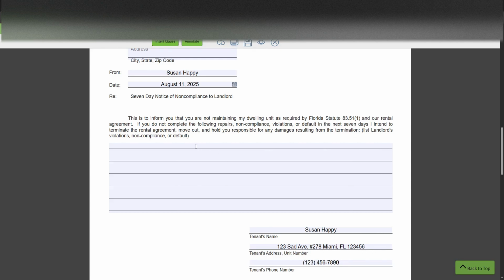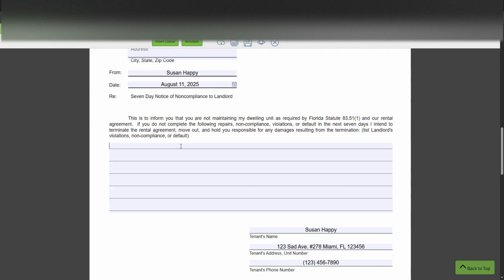Some of the reasons why a tenant would be terminating their lease could be some major repairs that the landlord is just refusing or not complying to repair. Some major things might be maybe the landlord's required to maintain the air conditioner and they're not fixing the AC. And the tenant's been asking for the landlord to take care of it for a while and they're just not getting around to it. That's a reason to utilize this document.